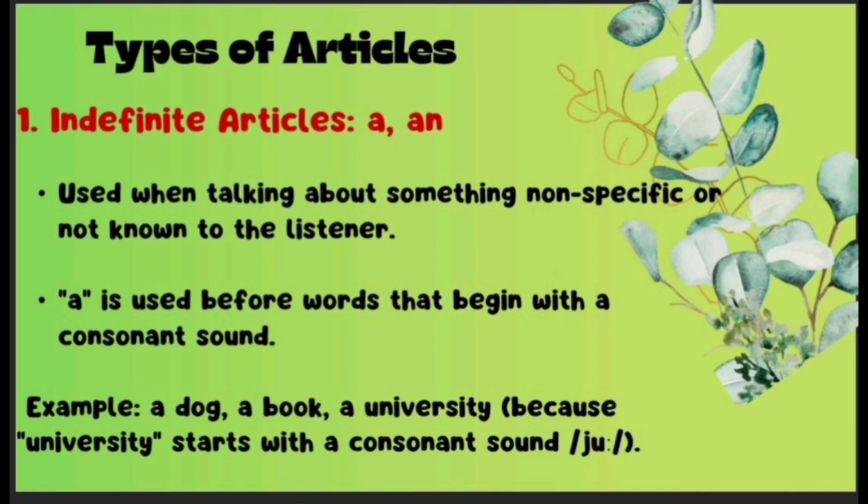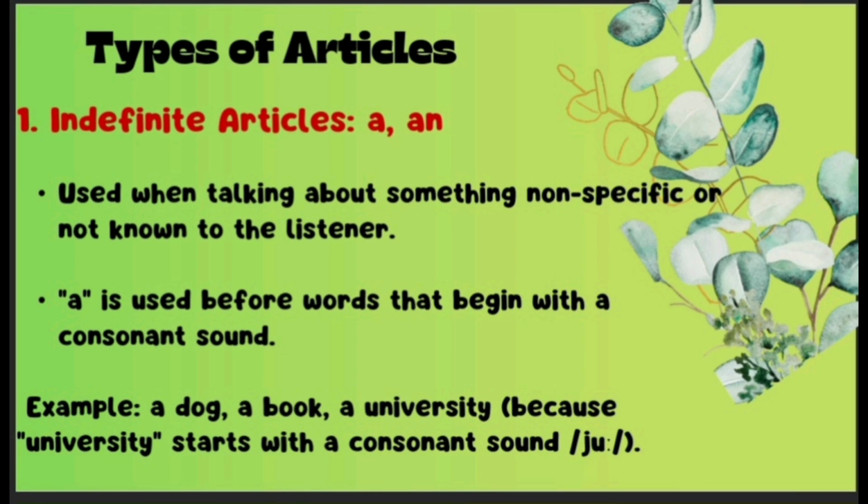I hope everyone is aware of this. We have 26 alphabets. In that, 5 vowels and 21 consonants. So whenever the word has a consonant sound, we use the article a. Here we have examples: a dog, a book, a university. Why a university? Because university starts with a consonant sound.